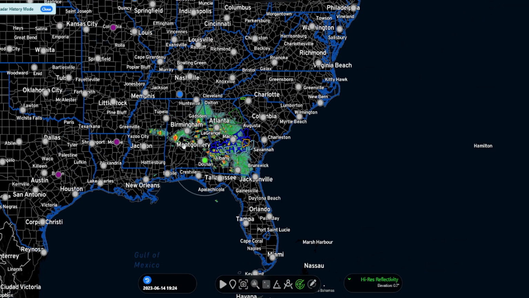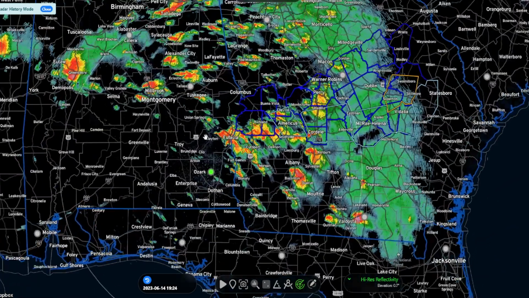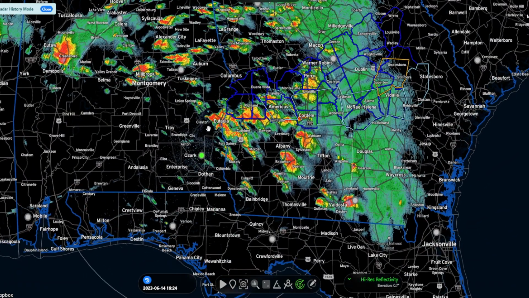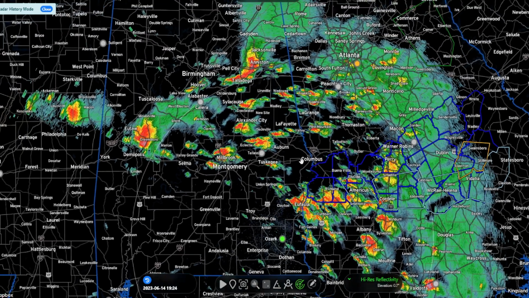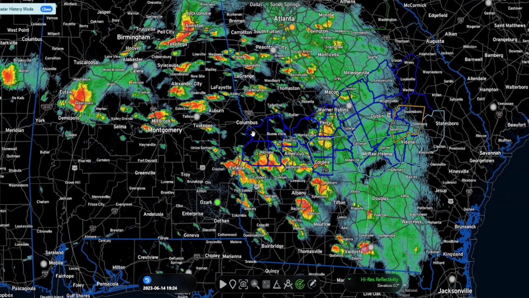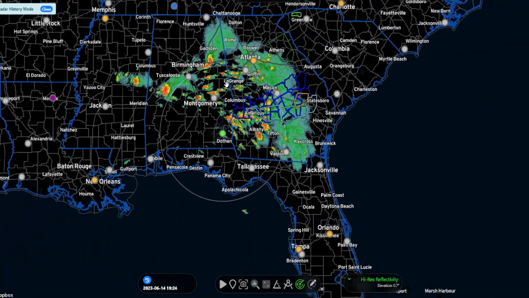So first off, we will be taking a look at reflectivity radar, and the day that I currently have us set at is June 14th of 2023. On this day, there was a moderate threat for the Dixie Alley region, and there was a 10% tornado threat with the possibility of strong to violent tornadoes as well. And many of these storms that you see right here were tornadic.